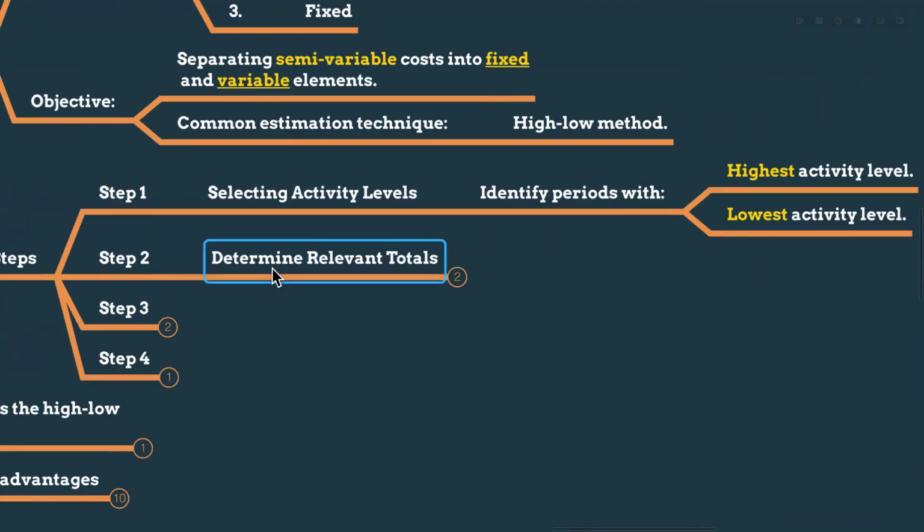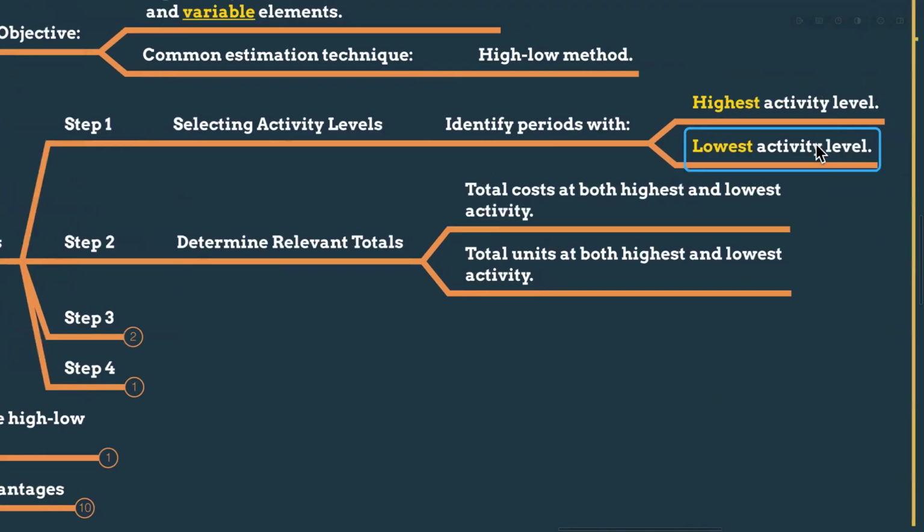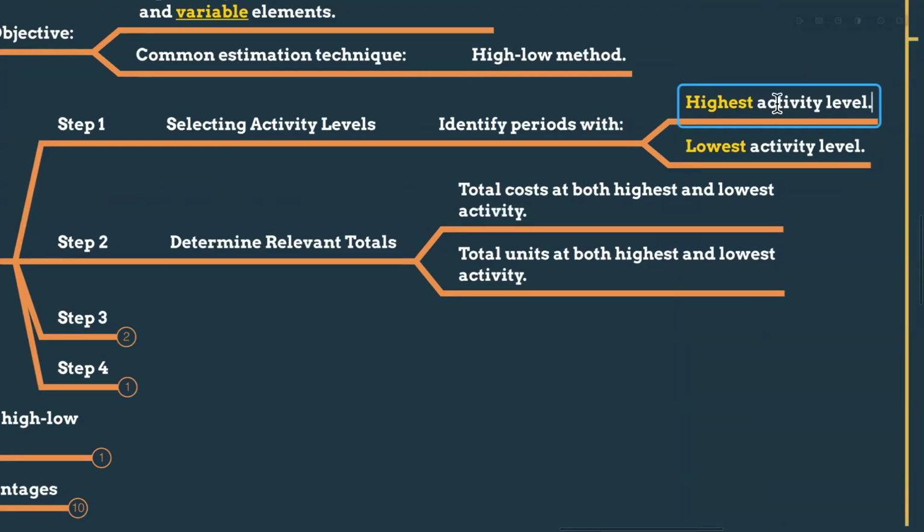Then after that, we have to determine the relevant total. So the first step is to determine the activity level. Now we are going to start with the actual cost. First, we have to see, in the two extreme points, what is the highest activity level and what is the lowest activity level, and the total cost at both highest and lowest activity.